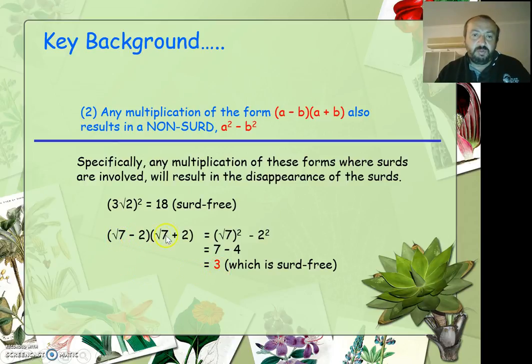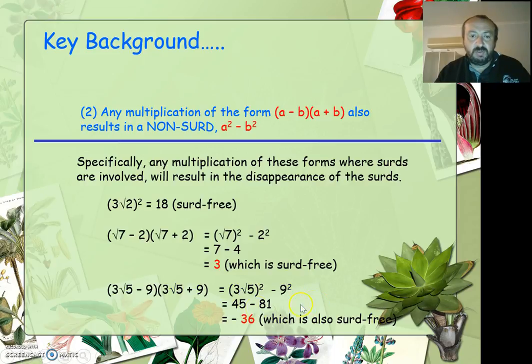Now you could do a complete FOIL on this, but you'd find the 2 times root 7 and the minus 2 root 7, those cross terms, cancel. And all you're left with is the square of these two last terms, which is what you get here. Okay, we should be familiar with that.